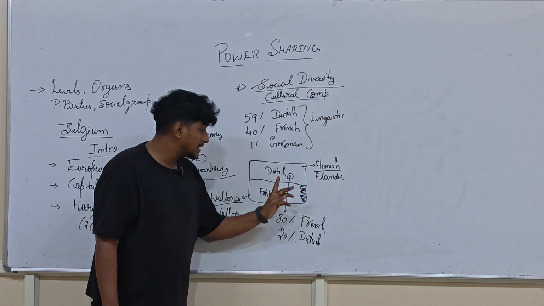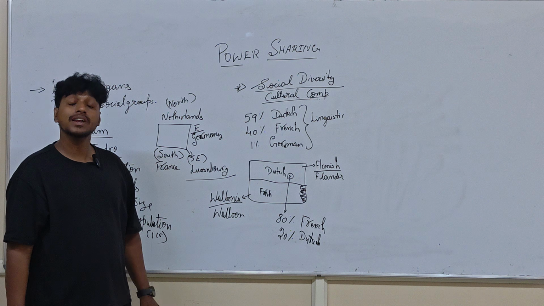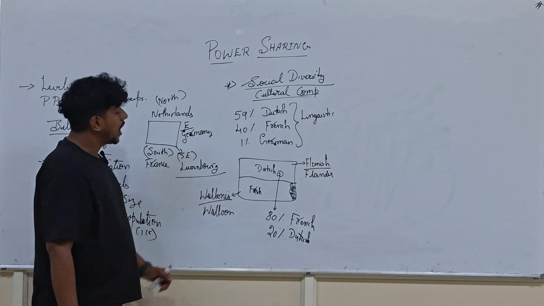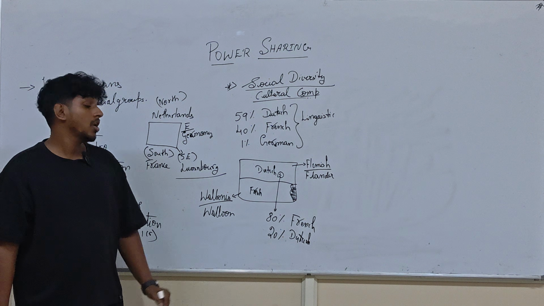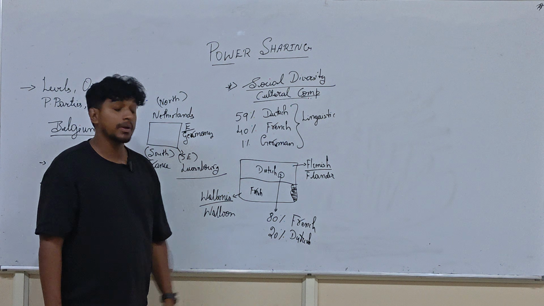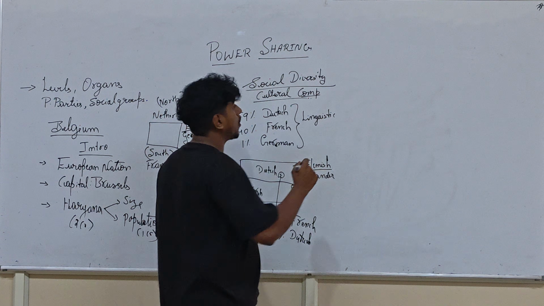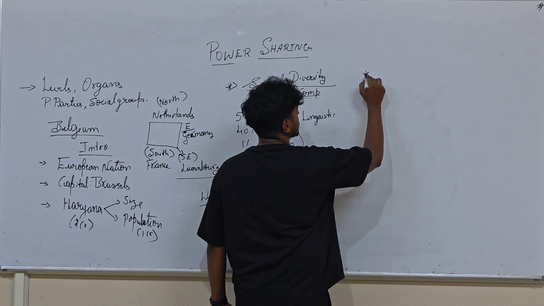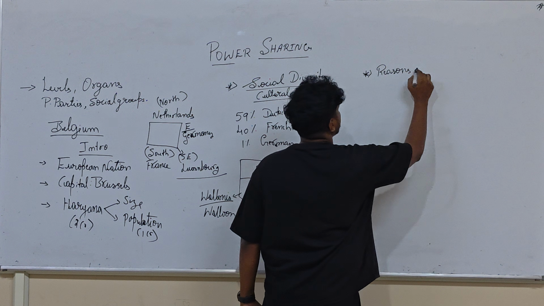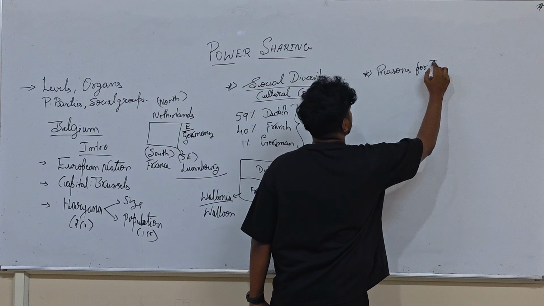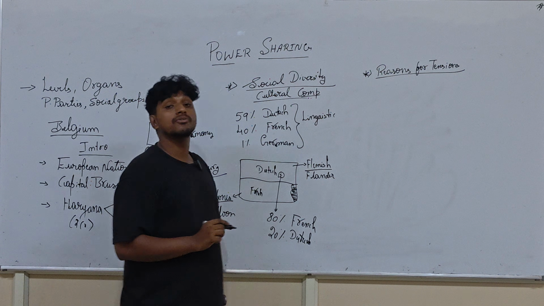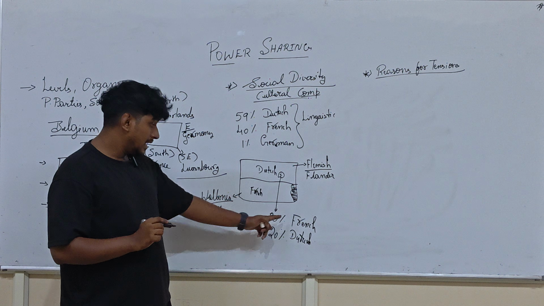Brussels has 80% French people, while the whole northern part is filled by 59% Dutch. How can 80% French people occupy Brussels, the capital city? We'll get to the answer in the next topic. The next topic is the reasons for tensions. Whenever we have diversity, tensions and conflicts are common. So we learn the reasons for tensions between French and Dutch in Belgium.